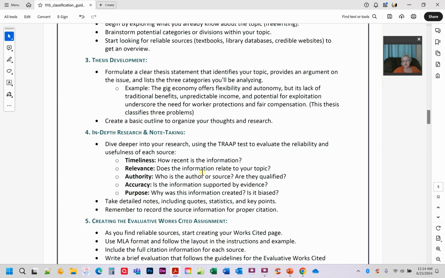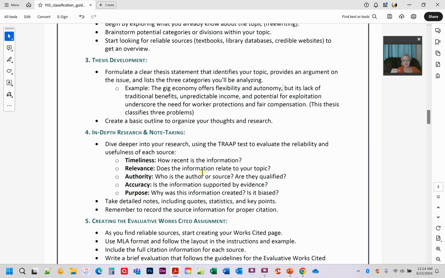The last thing is purpose. Why are they publishing this? Do they have an agenda? Are they trying to manipulate us? Is there a bias, a prejudice here? Because again, you might have timeliness, relevance, authority, and accuracy, but if they're putting it out there in order to promote some kind of horrible agenda like Nazis or something, then you don't want to use that source.